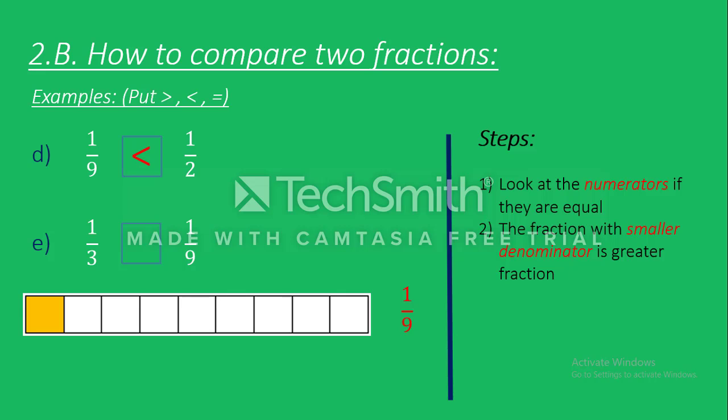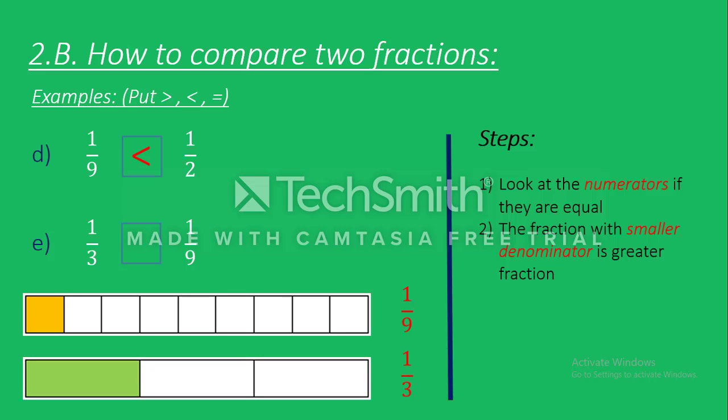But, let me draw the two fractions for you and compare the two colored parts. The first fraction, which is ninth, we have a yellow part. The second fraction, which is third, we have a green part. Let me ask you, which part is bigger than the other part? The green part or the yellow part? You got me? The green part is bigger than the yellow part, so third is bigger than ninth.